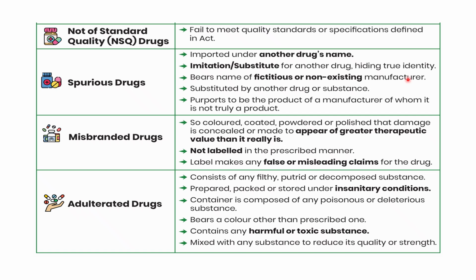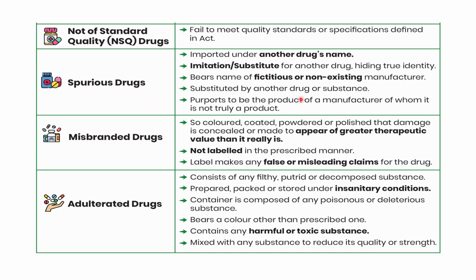Suppose there is a very good company, let's say Dr. Reddy's. Suppose we are manufacturing some drug and saying that this drug is from Dr. Reddy's, but we are not manufacturing from Dr. Reddy's. That is a spurious drug. It bears the name of a fictitious, non-existing manufacturer, or a manufacturer who is not the true manufacturer. We give the name of a non-existing manufacturer, or it is substituted by another drug or substance. This is substitution.